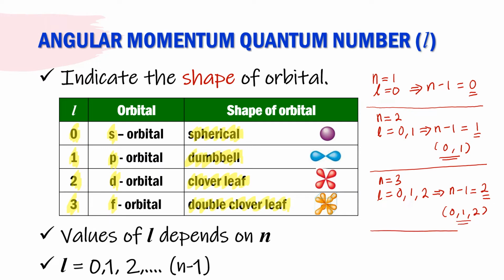Next, let's say we have n equals 4. The possible values of L can be 0, 1, 2, and 3. We get this number from n minus 1, which is equal to 3. This number represents the maximum value of L. So we can write all the possible values of L as 0, 1, 2, and 3.